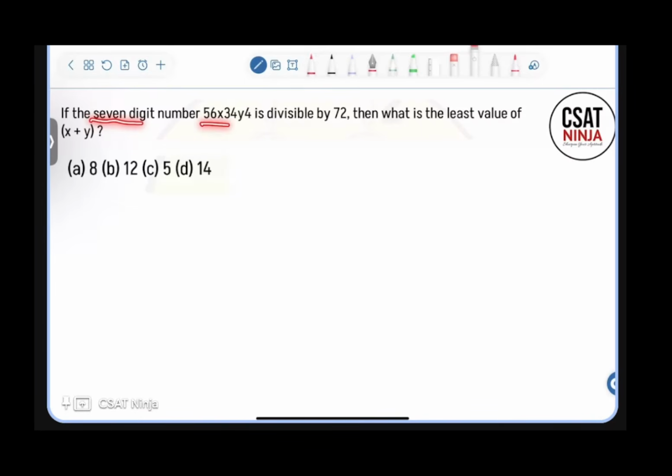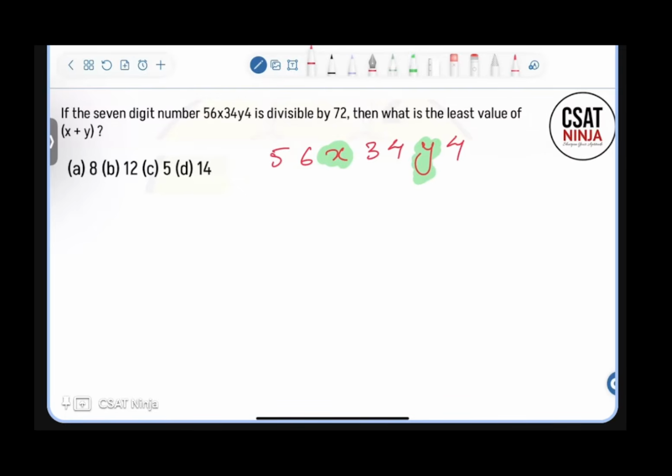There is a 7-digit number, which is this one. This 7-digit number is divisible by 72. So which means this number here is divisible by 72. But what is given? What is the least value of x plus y, which simply means what will be the lowest value? I'll just write it this way: 5, 6, x, 3, 4, y, and 4. What will be the lowest value of x plus y that is asked? So you need to find the least value possible here.